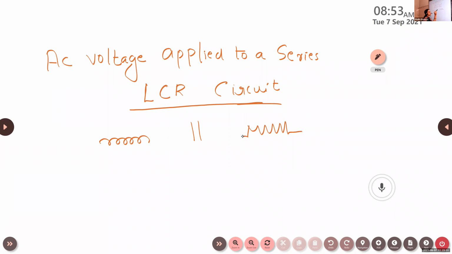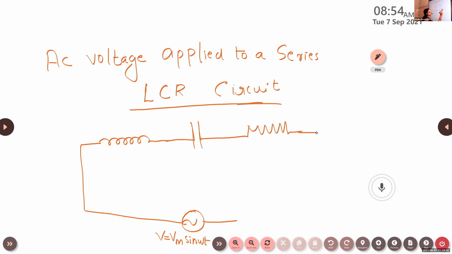How are they combined? All these components are combined in series. The end of the inductor is connected to one end of the capacitor, and the other end of the capacitor is connected to a resistor. Then, across all these three components, we apply an alternating source of EMF, V = Vm sin ωt. So this represents L, C, R.